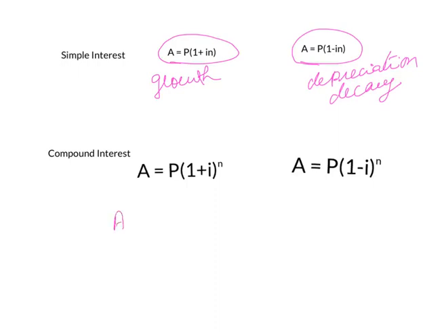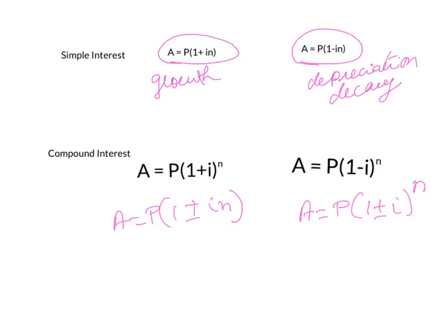It is A = P(1 plus or minus in), with plus for growth and minus for decay. And the other one is A = P(1 plus or minus i)^n. Again, if it is plus, it is compound growth, and if it is minus, it is depreciation, or reducing balance depreciation.